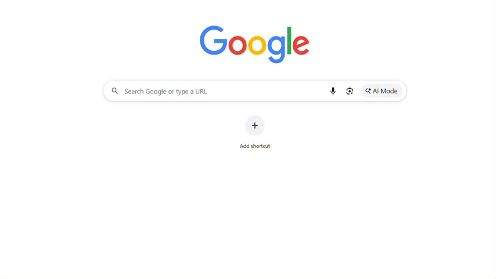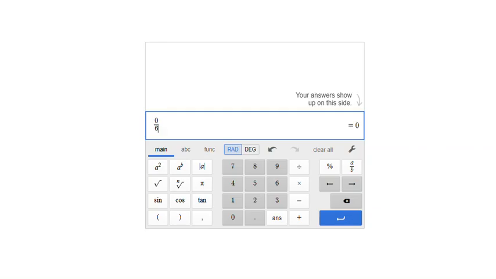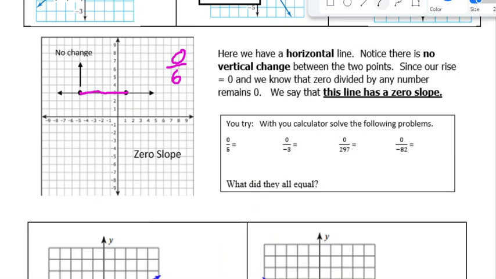What is 0 over 6? Let's type that into a calculator real quick so you can see. If I type it in here, I do 0 divided by 6, that gives me 0, right? So if I have a 0 in my numerator, that means my slope is 0. That means I didn't go up or down, it's staying flat. That's why that is called a zero slope.